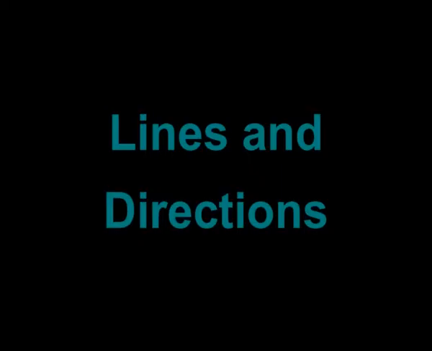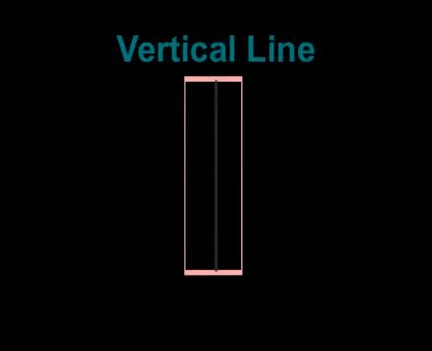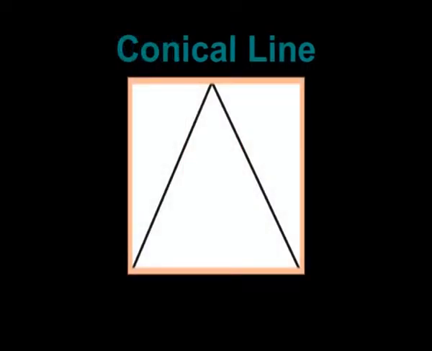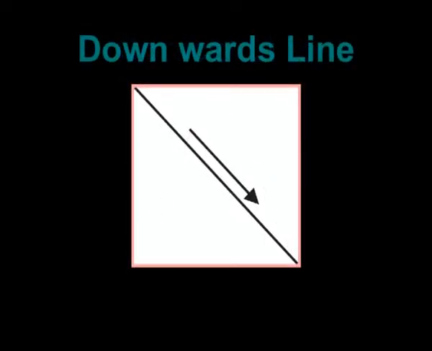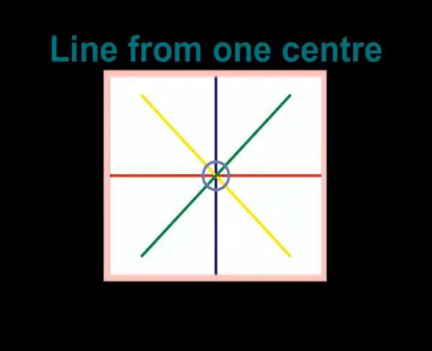Lines and direction. Horizontal lines show rest and peace. Vertical lines show power, balance, determination, honesty, truth and hardness. Conical lines show speed, fast movement and fight. Downward lines show peace and surrender. Spiral lines show rhythmic speed or rhythm in drawing. Lines which come from one center or point show the effect of concentration, power and expansion.